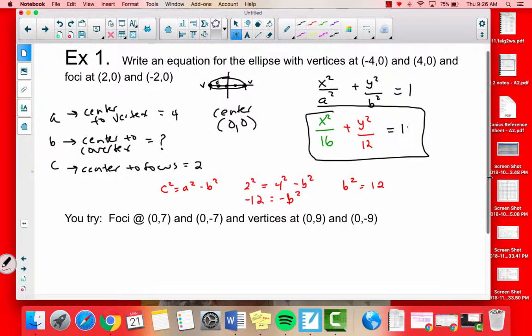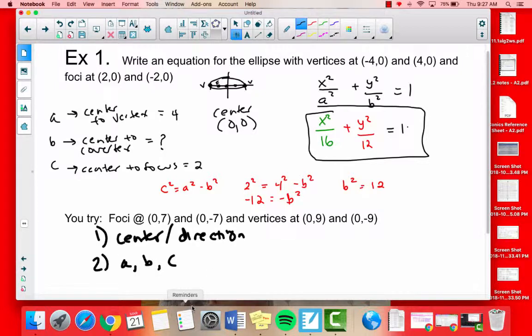I tell you the foci are at 0, 7 and 0, -7, and the vertices are at 0, 9 and 0, -9. So remember, you need to first figure out the center and the orientation or the direction. That's going to dictate which equation you use. And then you need to figure out what a, b, and c are and fill into your equation. And if you have any questions, please make sure you ask me in class, and I can go through this example with you.